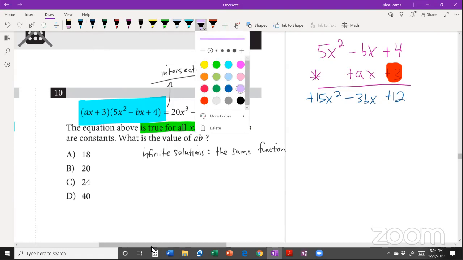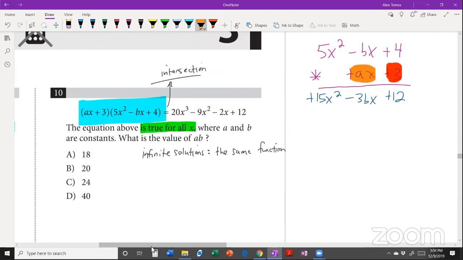Now we can multiply everything by this orange part, the ax. And also write them down in the area where you see the matching x. So 4a times x is 4ax, so I'm going to put it right here. Negative bx times positive ax is negative abx squared. So we'll put it here because it has an x squared. And 5x squared times ax is 5ax cubed. So we've got our columns lined up like that.